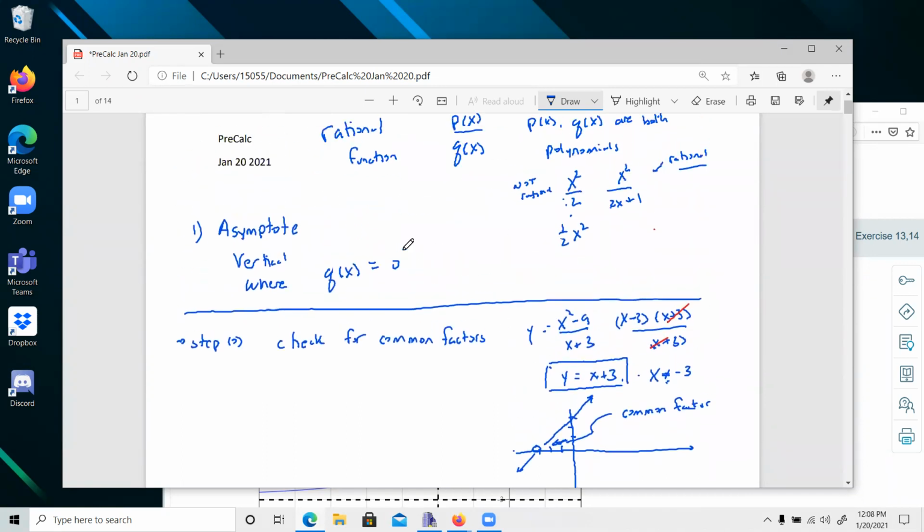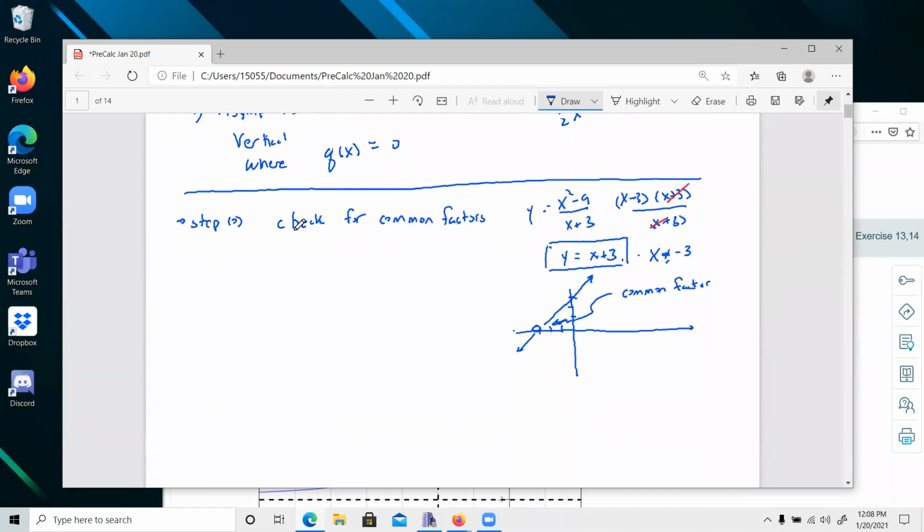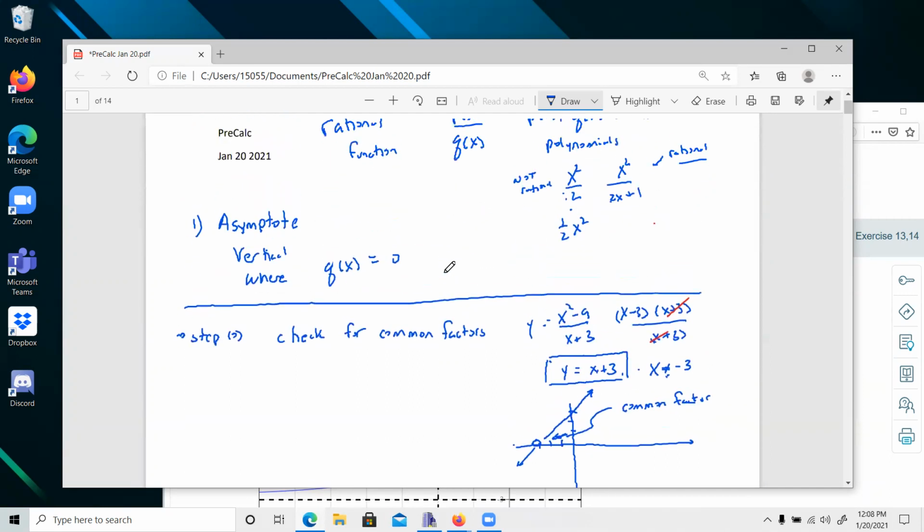But that's the first thing you want to do, is check for this common factor, because the treatment of this point, x minus 3, is not an asymptote. It's a hole. So it's something to remember: hey, wait a minute, double check that first, and then we're going to go forward.